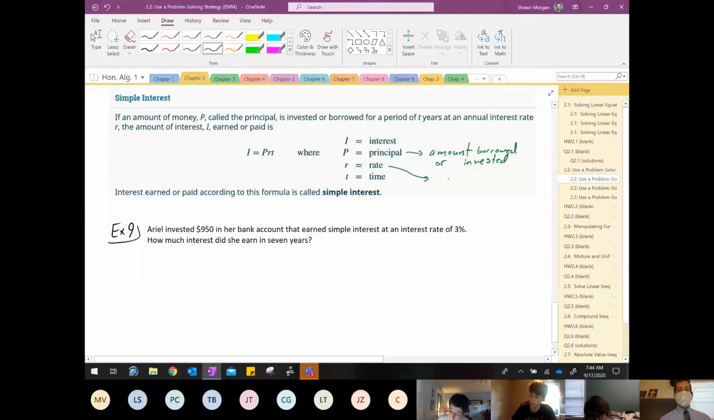So your rate is going to be the percent at which you're getting charged or you're getting paid interest. I don't want to use the word rate to define rate. So like Bancorp South might pay me 0.5%.